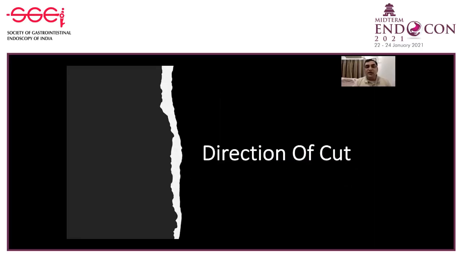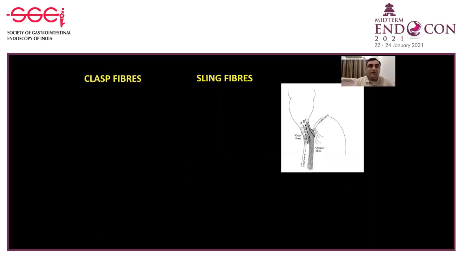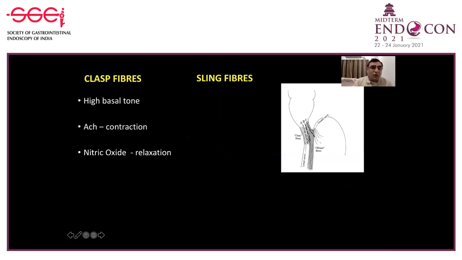Now, very important is the direction of cut, and here we have to understand why we do the cut on the right side. At the G junction, we have two types of fibers, the clasp fibers and the sling fibers. The clasp fibers have a high basal tone. Acetylcholine makes them contract while nitric oxide causes relaxation, while the sling fibers have a low basal tone. They again contract with acetylcholine, and nitric oxide is absent in these.